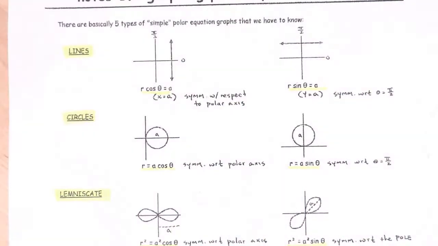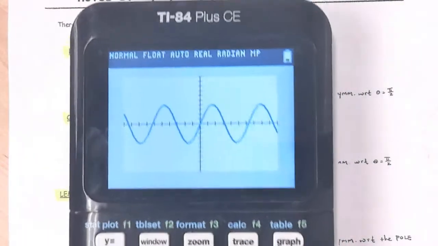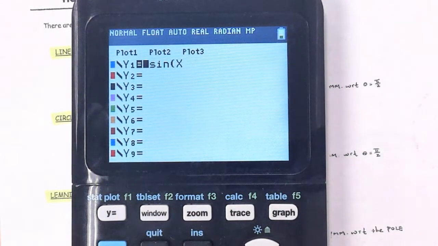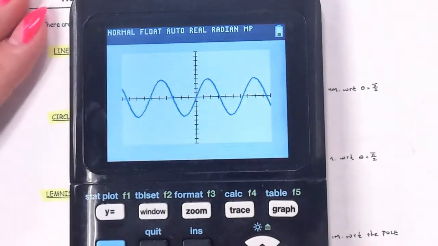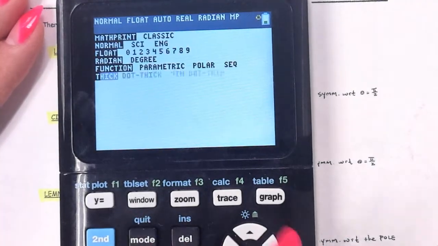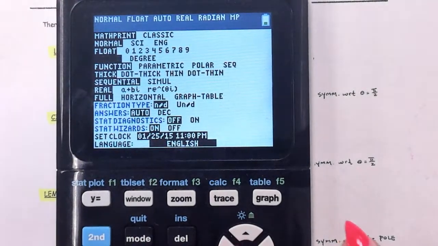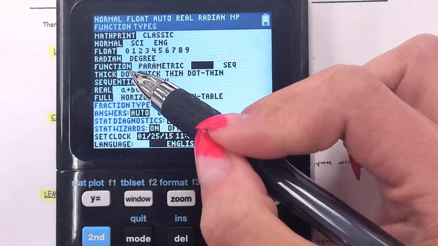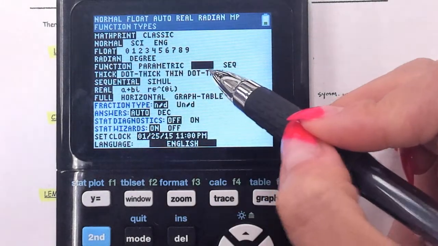So I'm going to go back to here. And this was 4 times the sine of x. And then our graph looks something like this. So now we're going to go to mode. And you're going to go to polar right there. So we had an xy function, and now we want to be in polar.